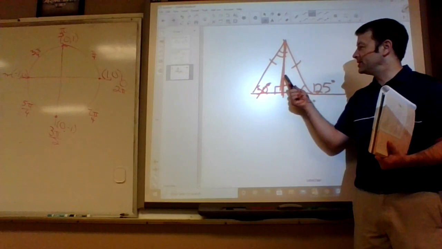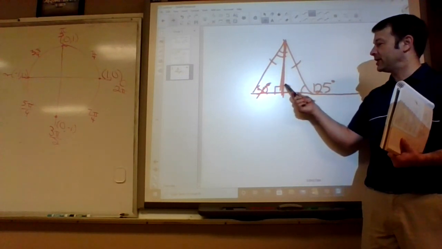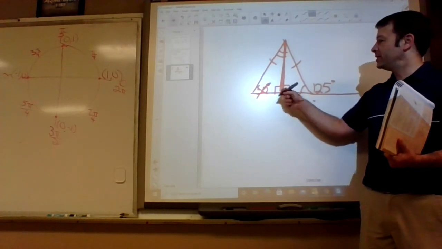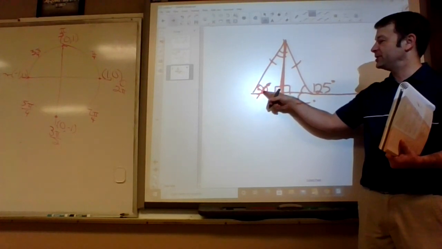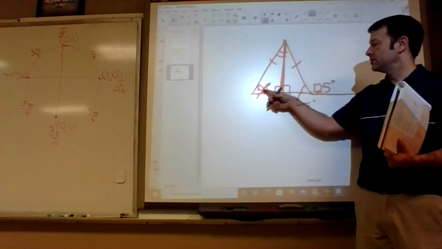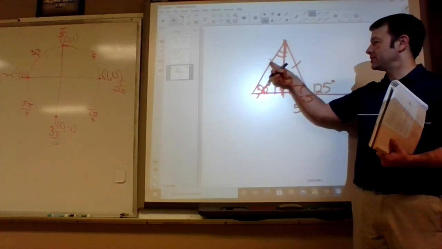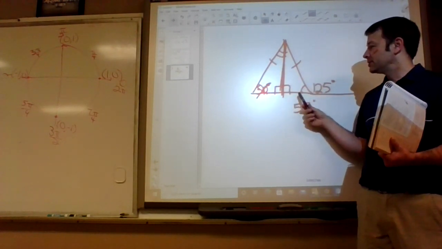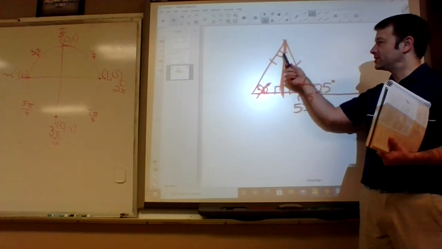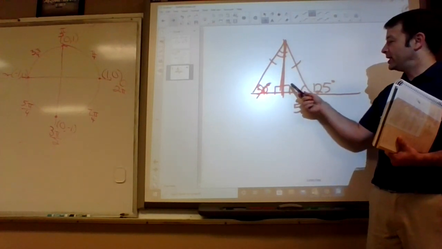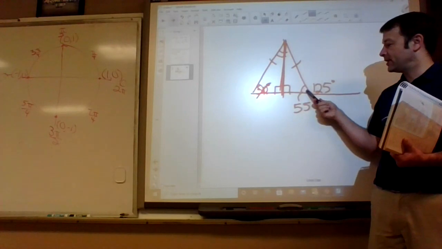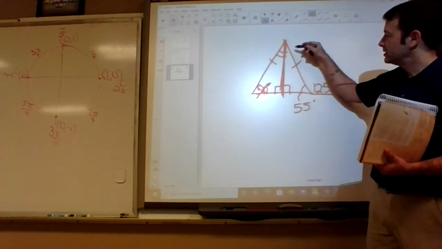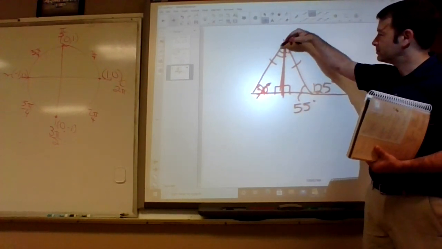Basically, if we know these are perpendicular triangles right here, 55 plus 90 is 145. And we know these 2 angles are the same, right? And we know these 2 sides are the same, so we got angle, angle, side. So the triangles are congruent. So whatever this angle is, this angle will be also. So 180 minus 90 is 90, minus 55 is 35. So this is 35, so the other one's 35.